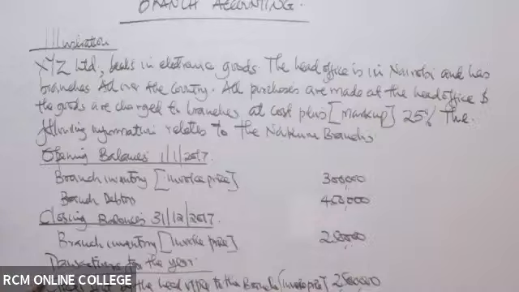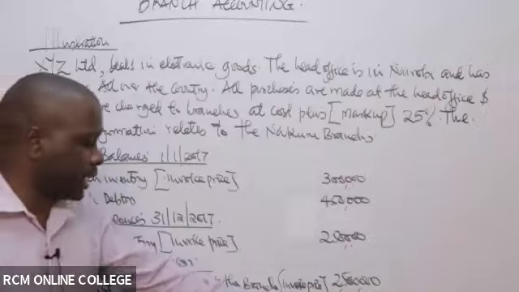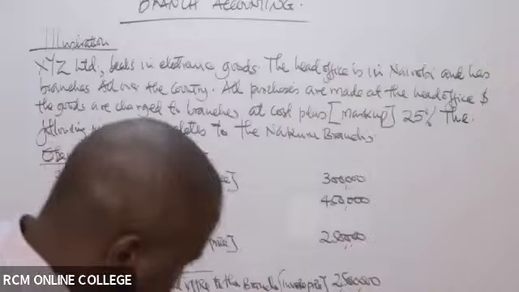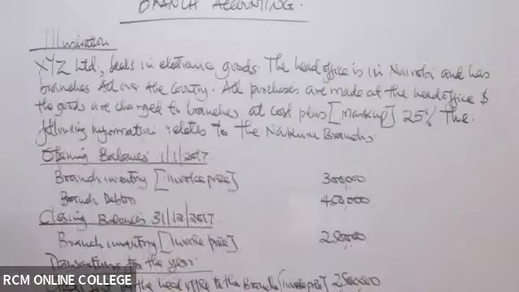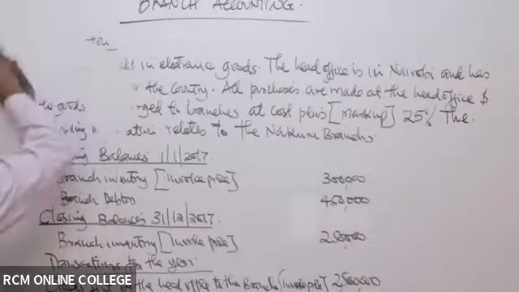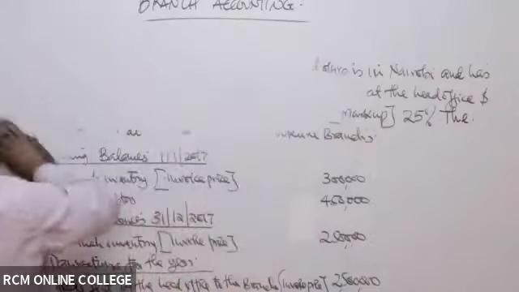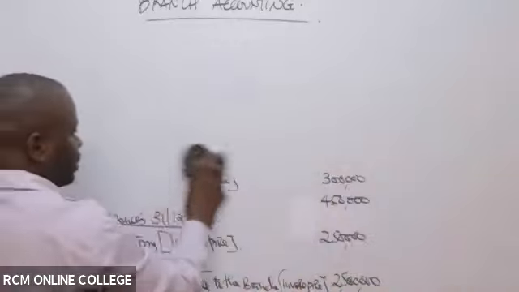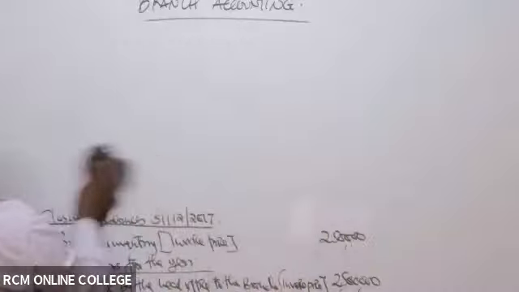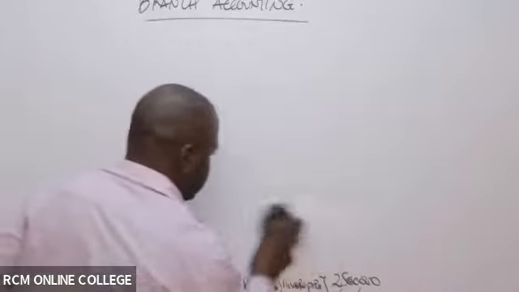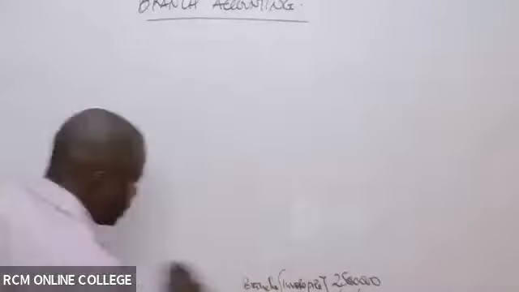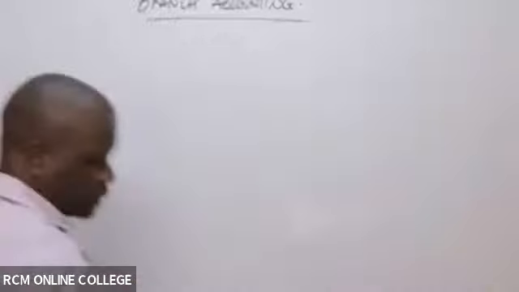Then there is a transaction for the year, that is goods sent by the head office to the branch at invoice price. It was actually 2.5 million. Then we have other transactions, like 7 of them, so you can be able to capture them. We have like 7 transactions before we start looking at the ledger accounts. You continue with these transactions for the year.